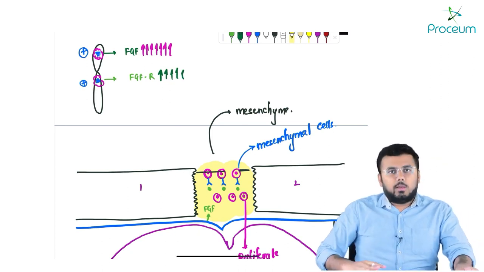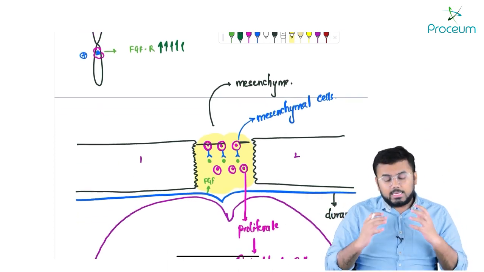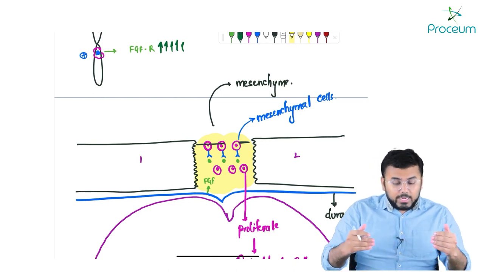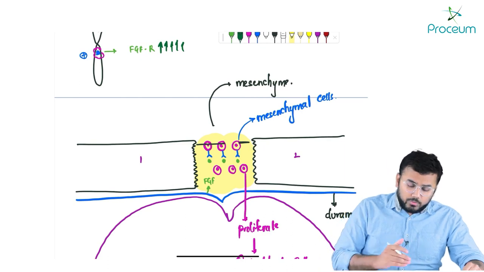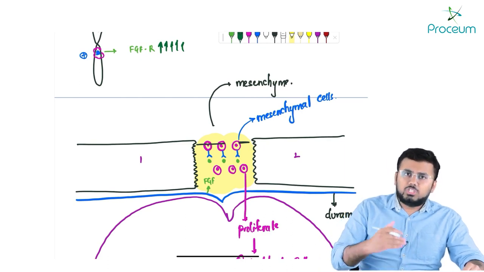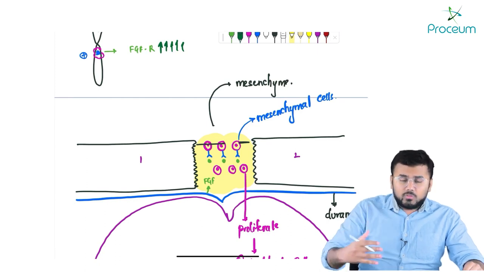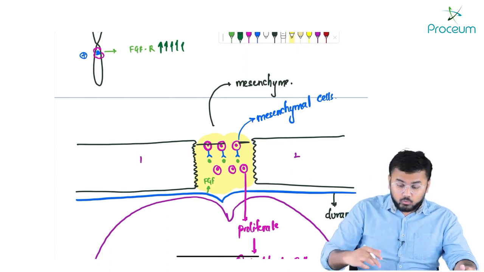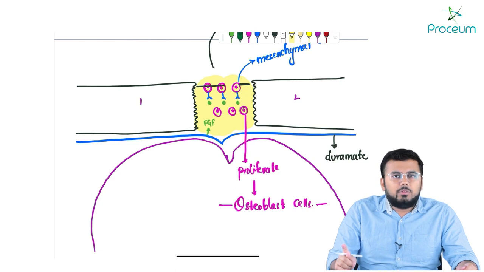Now you tell me what will happen. When there is excess fibroblast growth factor, it will act on many fibroblast growth factor receptors. As it keeps stimulating these receptors again and again, what will happen? There is massive proliferation of mesenchymal cells into what? Into osteoblast cells. I hope you are understanding whatever I am teaching.